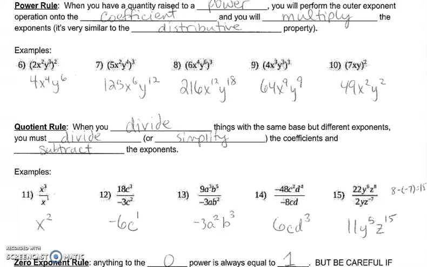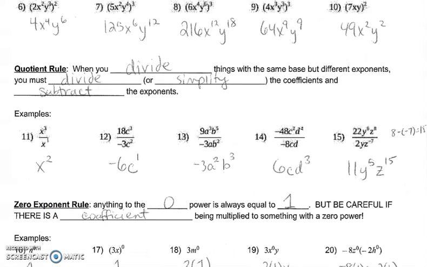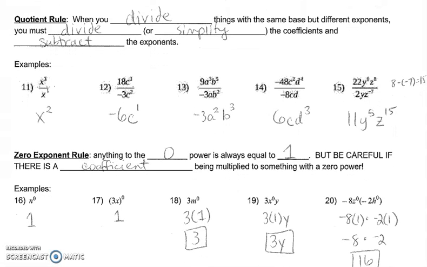Okay? Next is the easiest rule. You will enjoy this one, the zero exponent rule. Anything to the zero power is always 1. But be careful, there is a coefficient being multiplied, something with a zero power too. So we'll talk about that. So let's go 16. N to the zero power is 1. 3x, because the whole thing is in parentheses, it's 1.